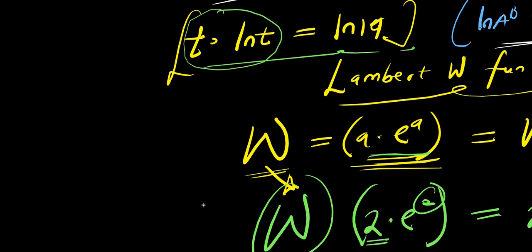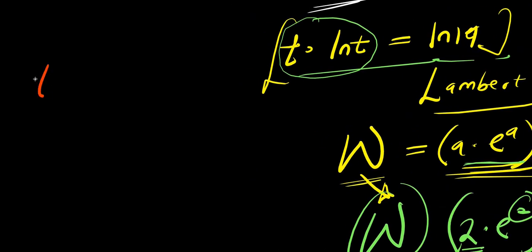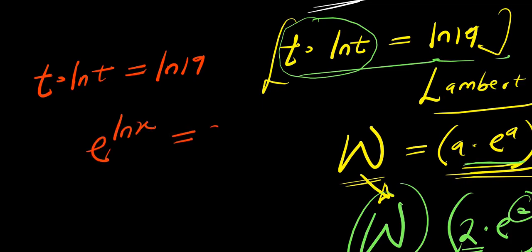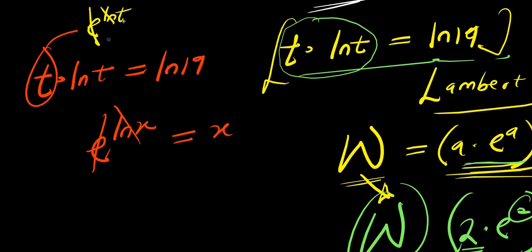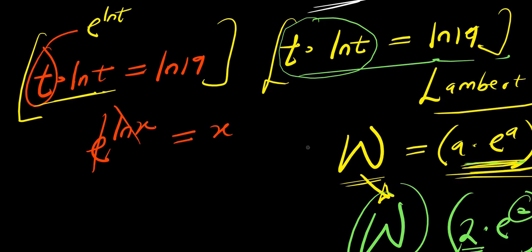Let's just copy that out first. I have t times ln t equals ln 19. Now remember this, if I have e power ln x, this is just like writing x. So this t here, I can easily represent it using e power ln t, because e can easily eliminate the ln and t will be left. We need to do that so that we can transform this expression to what we have here so that we can apply the Lambert W function.